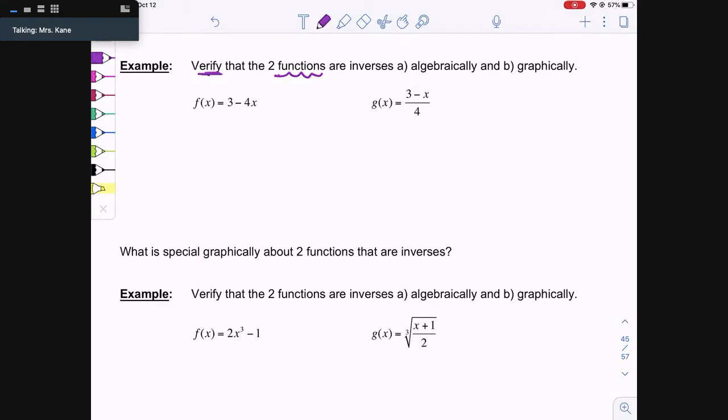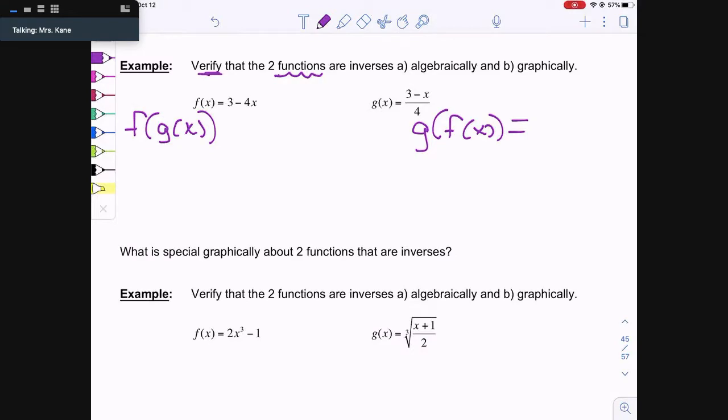So I'd like you to see if you can kind of solve these algebraically. All I have to do is show that f of g of x equals x. And then I have to flip it and show that g of f of x equals x. If I can show both of those are equal to x, then I've verified or proved that the functions are inverses of each other. So we should have things canceling because that's what happens with inverses.